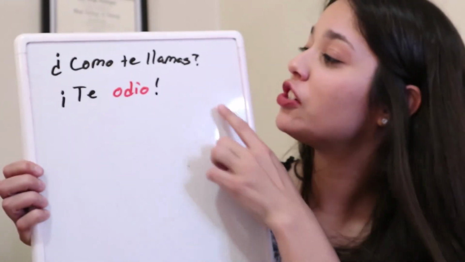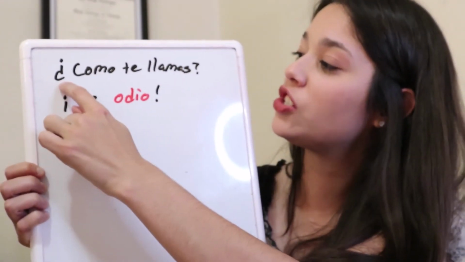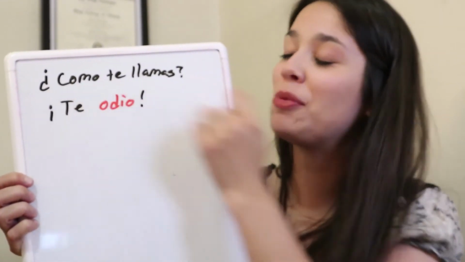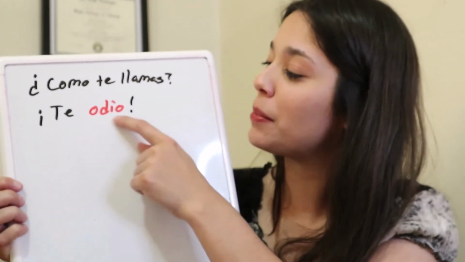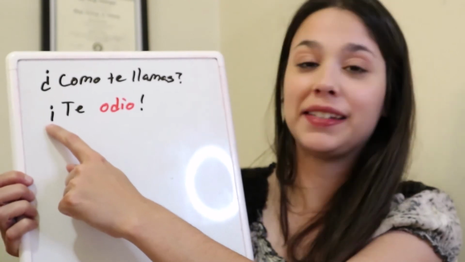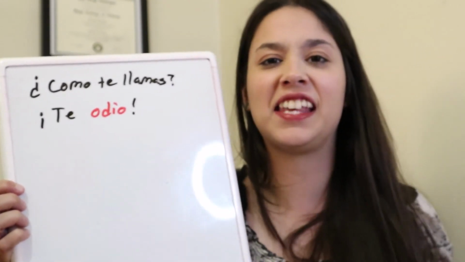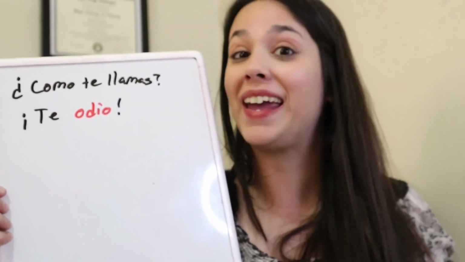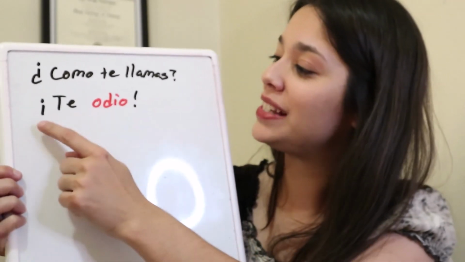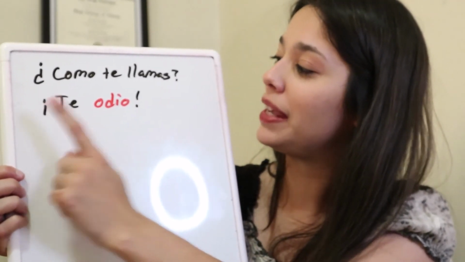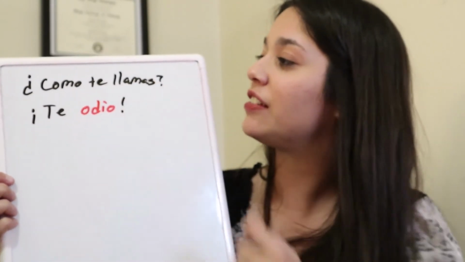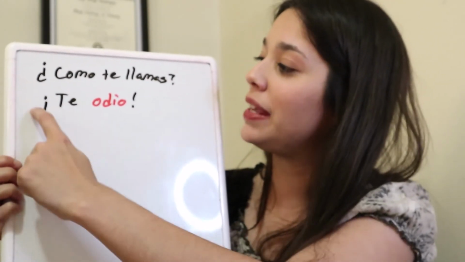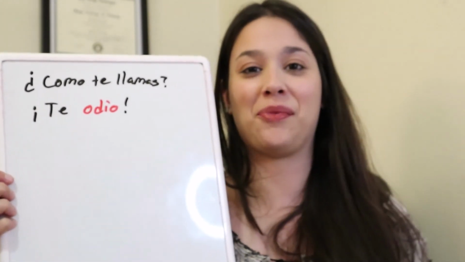Alright, so here's our first question. We see the question mark is upside down. ¿Cómo te llamas? What is your name? And the exclamation mark here is upside down. And we have the sentence, te odio, or I hate you. And we see it, exclamation mark in the beginning and end, as well as the question mark is at the beginning and end of the sentence. And at the beginning, they are both upside down.